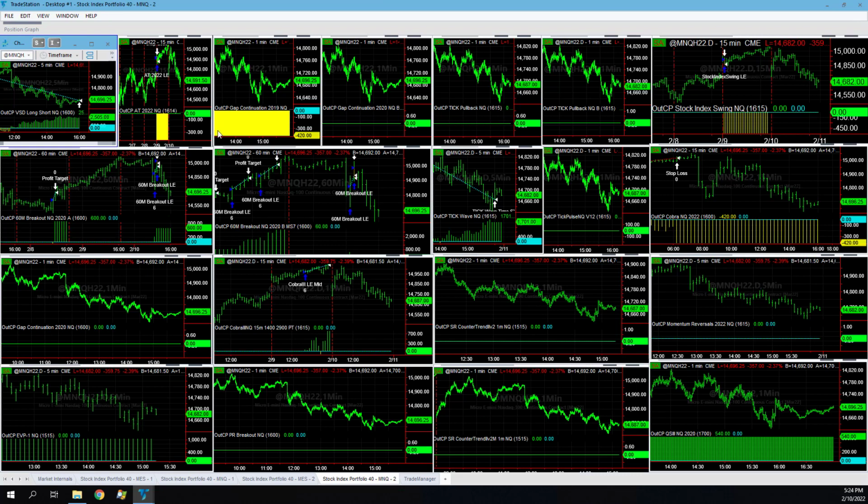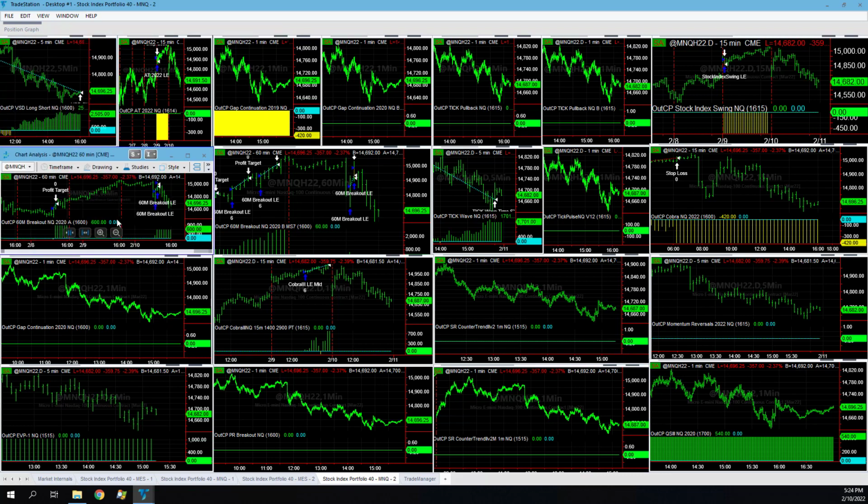60-minute breakout. Took a long trade, and it's hard to see some of these and hard to remember every trade that took place. So we have to zoom in here. Took a long trade, and then took another long trade. The second trade was stopped out, but up on the day overall.